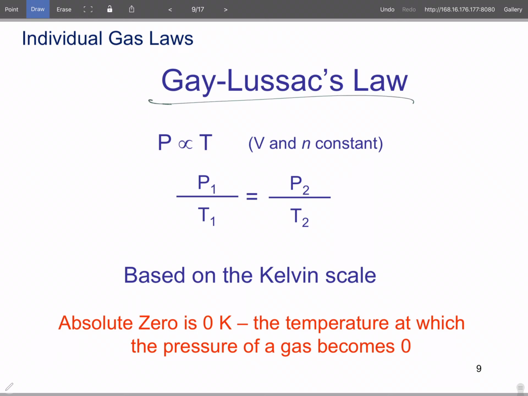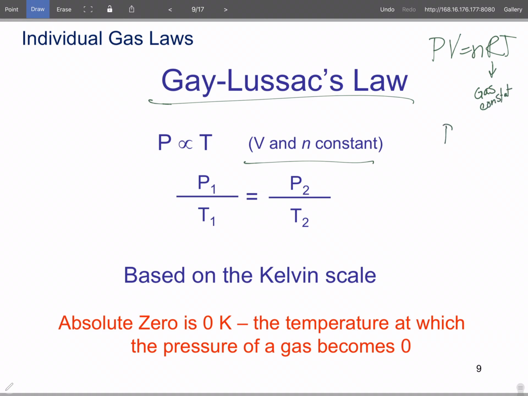Okay, that brings us to the next law, which is Gay-Lussac's law. And he says that pressure, again, is proportional to temperature, if volume and moles are constant. So if you're noticing PV equals nRT, if you're looking at 2, the other 2 have to be held constant. R, you're going to find out, is the gas constant, so it ends in constant. So it is a constant.